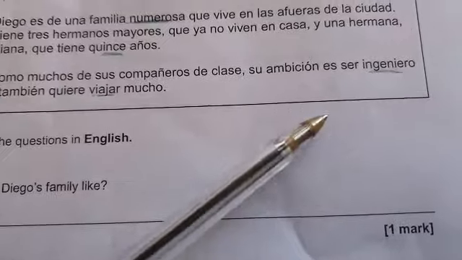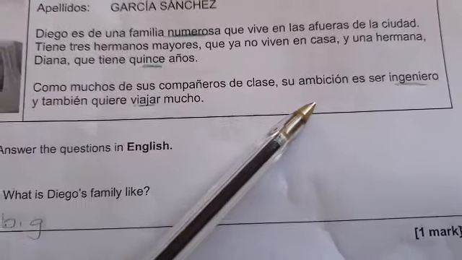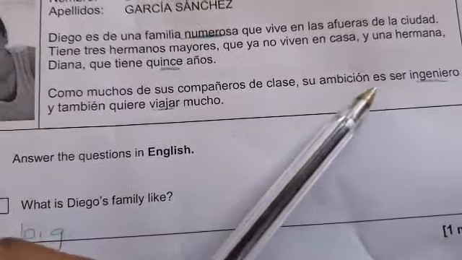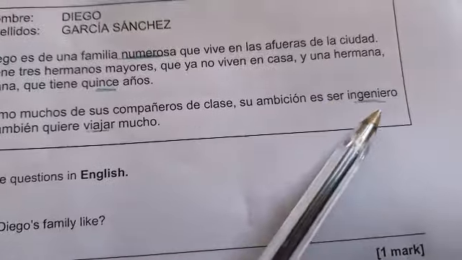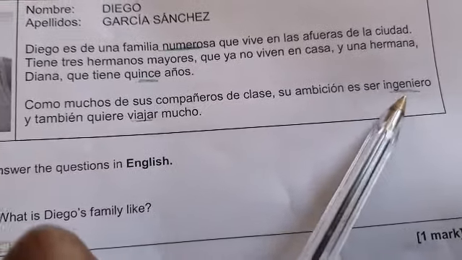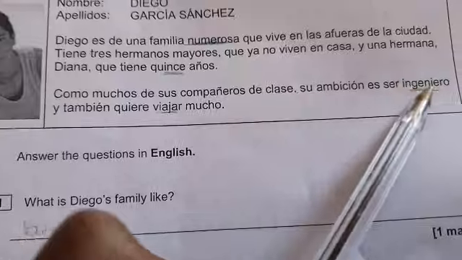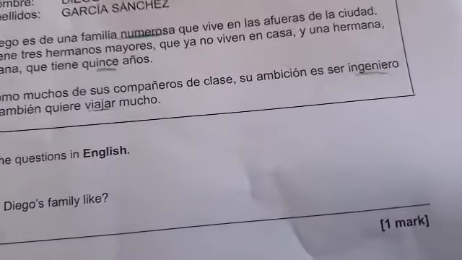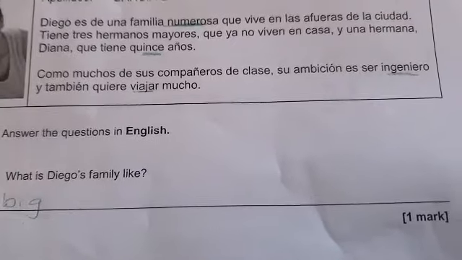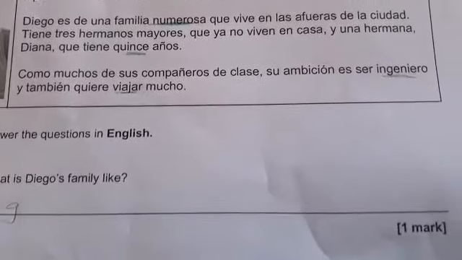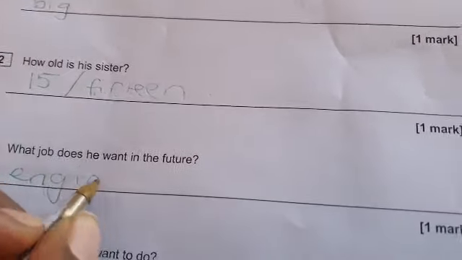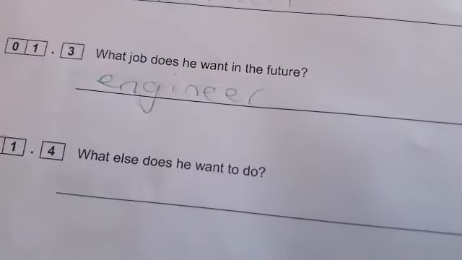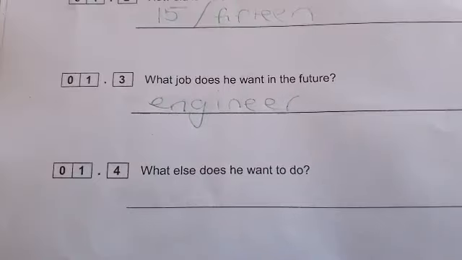We have ambición, ambition. What's his ambition? Well, es ser, to be. And then here you have ingeniero. What does it look like in English? Look at it properly. An engineer, right? So that's what he would like to be in the future, an engineer. Okay, so that's what we're going to do. That's pretty much all there is to it.